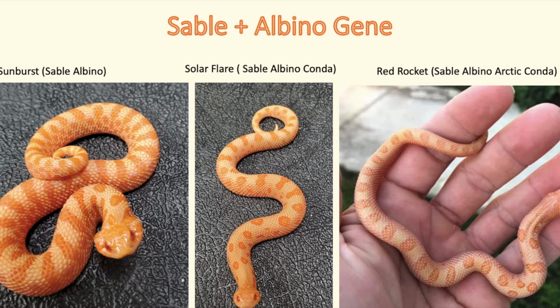Starting on the left-hand side, it's just a regular sunburst. In the middle, you have the solar flare, which is the sunburst Conda, so a pattern reduction. And then on the right-hand side, you have the Sable albino, or the sunburst and the Conda, but also mixed with the Arctic gene, also known as the red rocket.